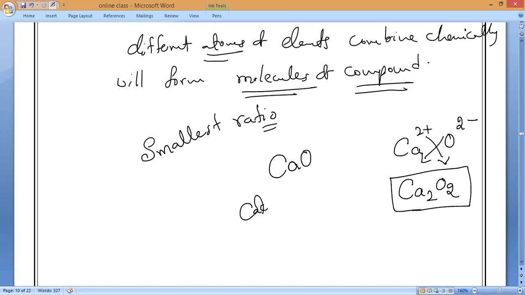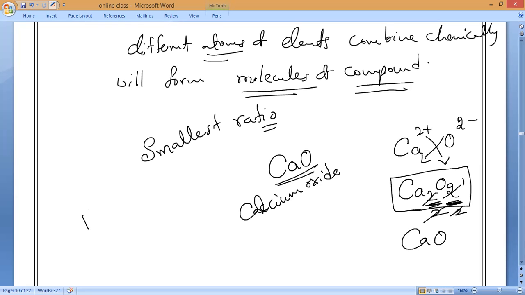But what is the formula we are writing? Calcium oxide, we are writing only CaO. So remember, always you must write in the smallest ratio. So 2/2, here also 2/2, which leads to 1 only. So CaO will come.